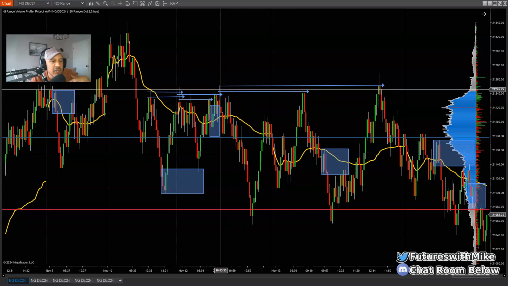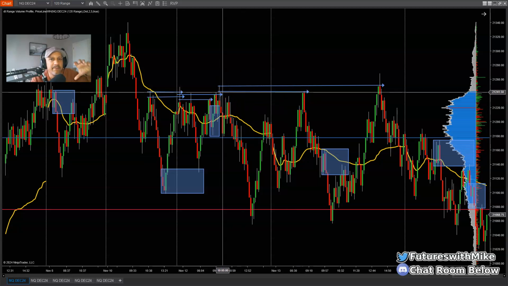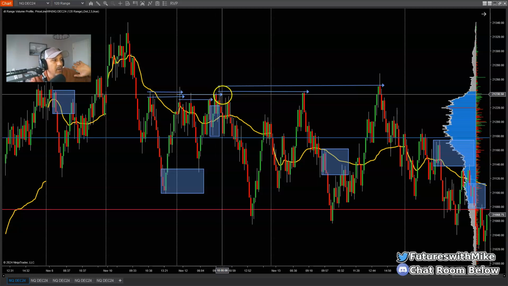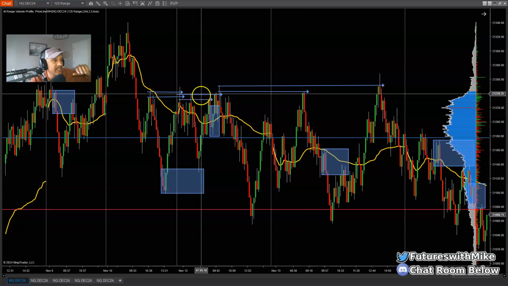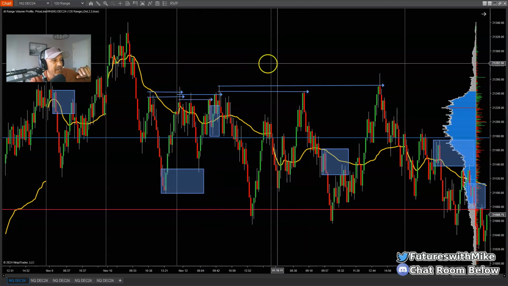Just think about it in terms of wherever support and resistance is being accumulated, or the areas being accumulated. One test here, second test, liquidity resting above these areas right here.